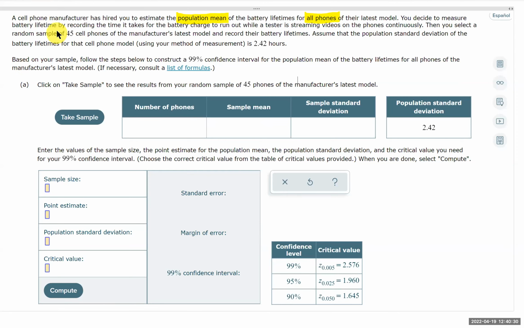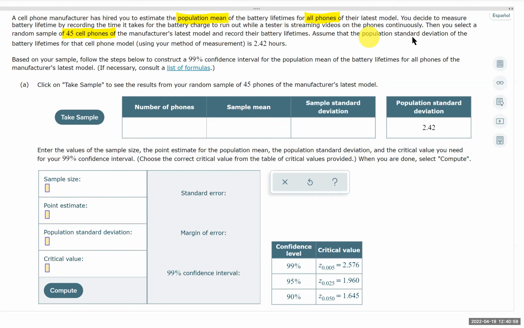Now, you're going to measure their lifetime by recording the time it takes for the battery charge to run out while a tester is streaming videos on the phones continuously. So you've defined what you mean by the battery lifetime. And then you take a random sample of 45 phones. So you're not going to test every phone they made. You're going to use a sample and record those lifetimes to figure out an estimate for the true population mean.